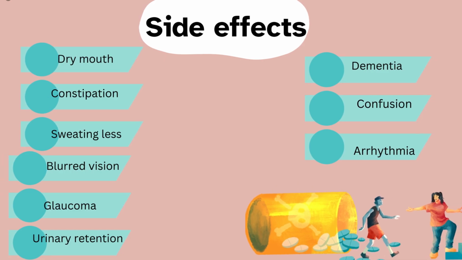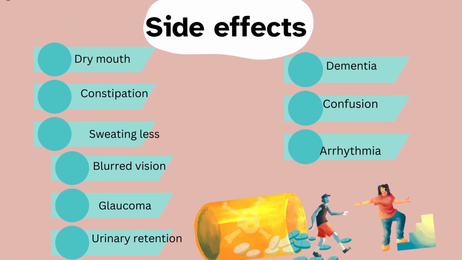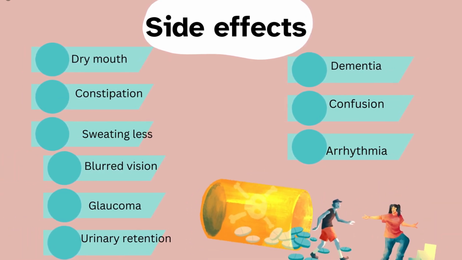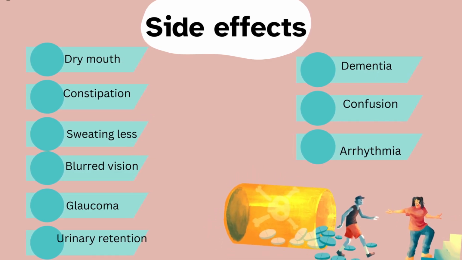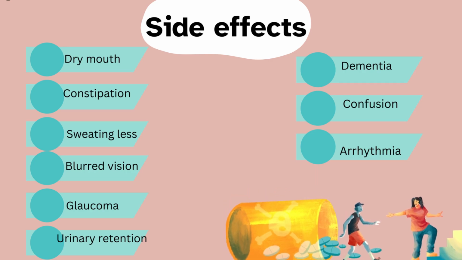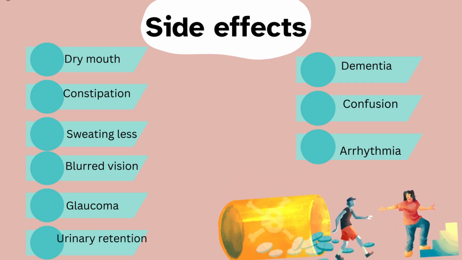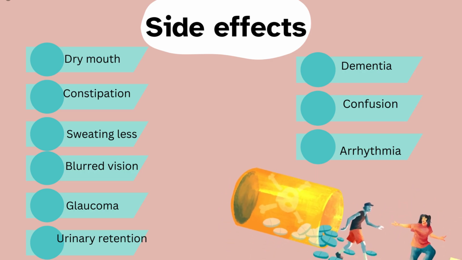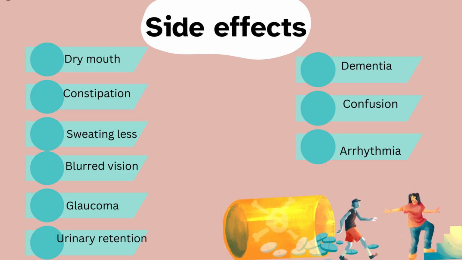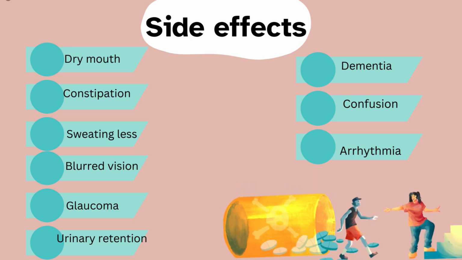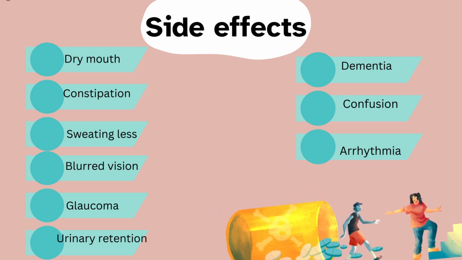We also have to mention side effects of parasympatholytics, which are dry mouth or xerostomia by reducing the amount of saliva produced, constipation by slowing down bowel movement, sweating less, blurred vision or glaucoma, urinary retention, dementia, confusion, heart problems or arrhythmias. If many side effects occur together, it can be called anticholinergic toxicity, which is rarely life threatening but may require care in the hospital.